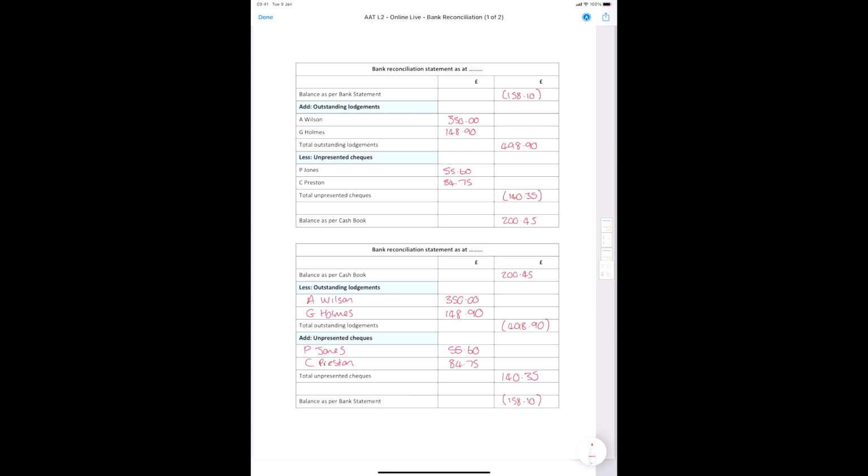Okay, so just remember, when you're starting from your balance as per bank statement, you're going to add those outstanding lodgements, okay, because they're the money coming in to the bank, so that will increase the bank balance. And then you less your unpresented checks, because that will reduce the bank balance, and that should give you your balance as per cash book. When you're starting with the balance as per cash book, you're just doing that in a reverse order. So instead of adding those transactions into the bank statement, you're taking those unhighlighted transactions out of the cash book. Okay, it works in a reverse order, but either way, you should still get the same matching balances.